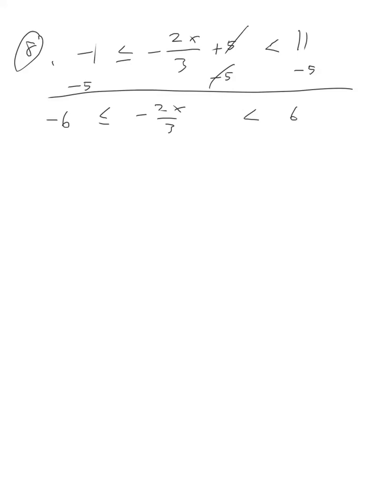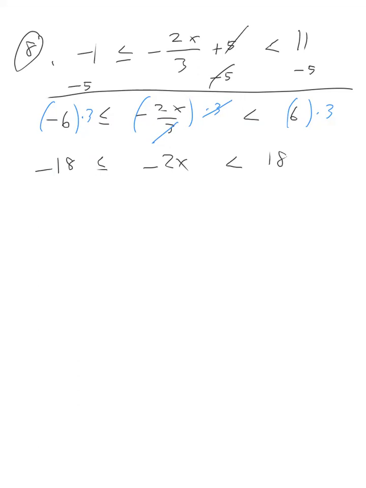Now let's clear the denominators by multiplying. This is kind of like the first question that we did. When you have fractions in an equation or in an inequality, you multiply every term in the inequality by the least common multiple of the denominators, which in this case is just 3. So multiply them all by 3. Then this denominator will cancel into that 3 and be gone. And the rest of them you have to do the hard way. So negative 6 times 3 is negative 18, less than or equal to negative 2x less than 18.